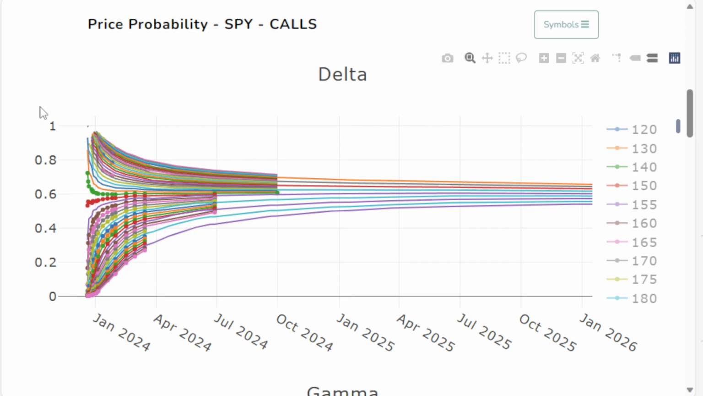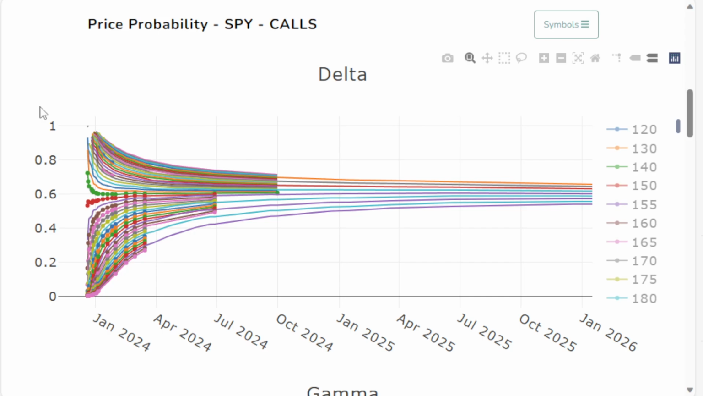Delta isn't static, and it changes as the market moves and expiration approaches. This concept is known as delta drift. In this chart, we can see how delta changes over time and across strike prices.